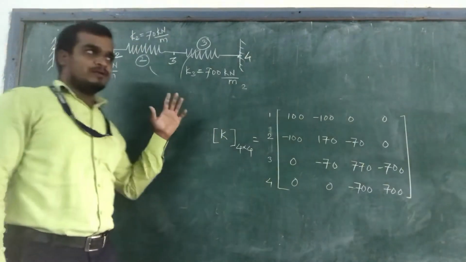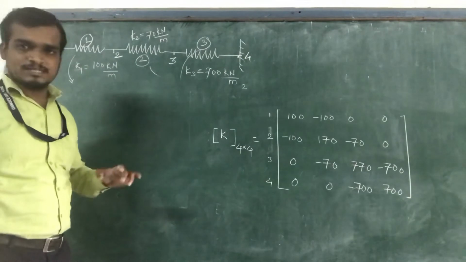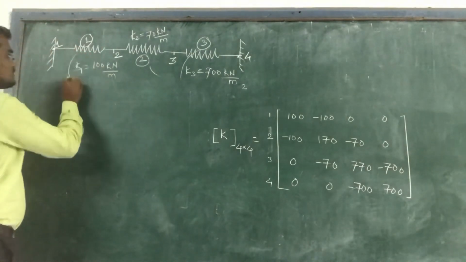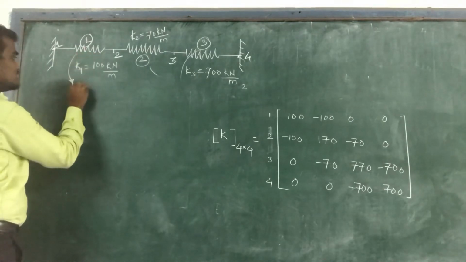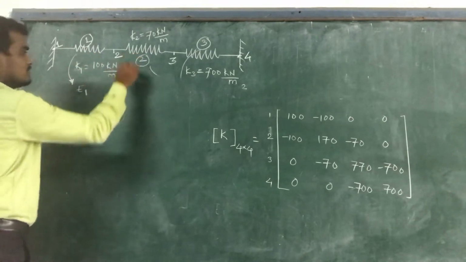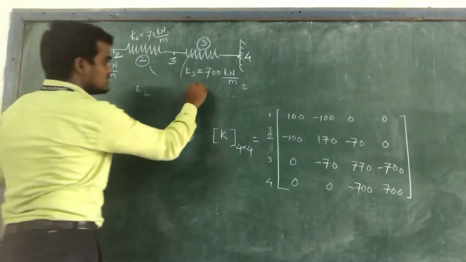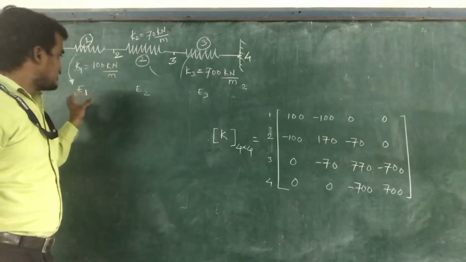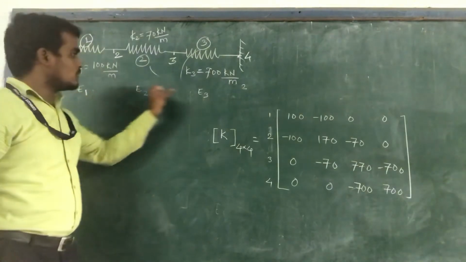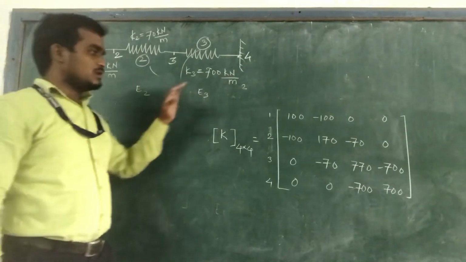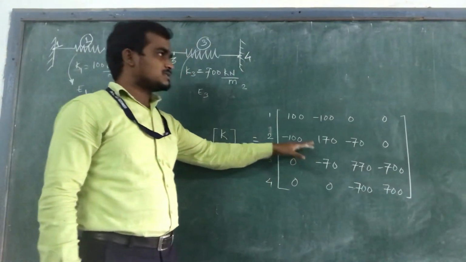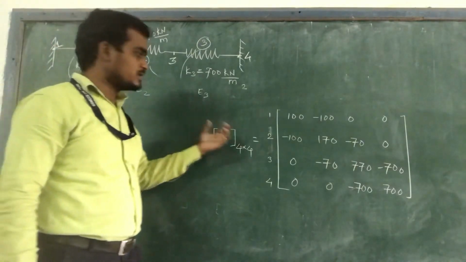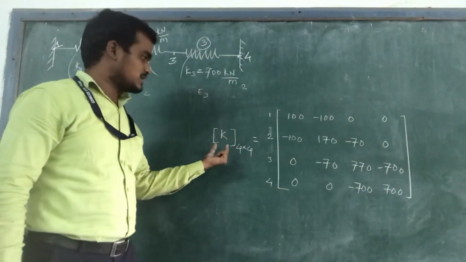First step is you need to find out the elemental stiffness matrices. So for this you need to find out the elemental stiffness matrix E1, for this it is E2, for this it is E3. Then by putting these E1, E2 and E3 elements into the global stiffness matrix, by their positioning between the nodes, you will get the final global stiffness matrix K.